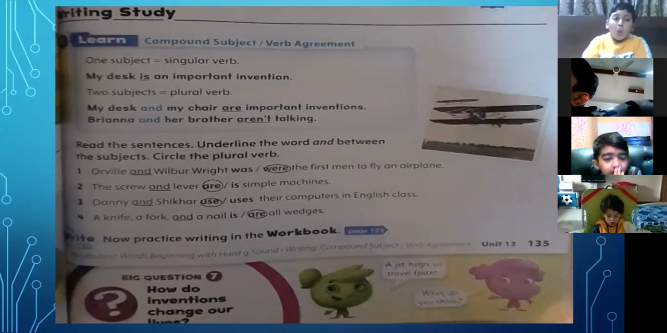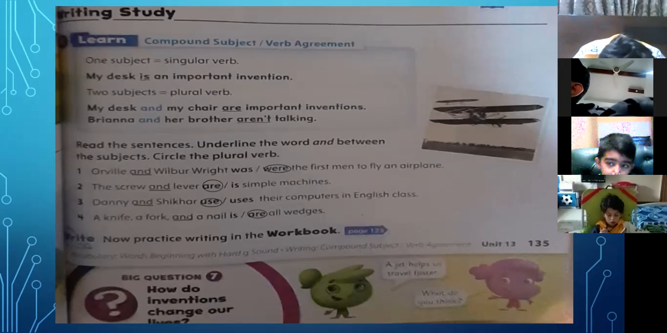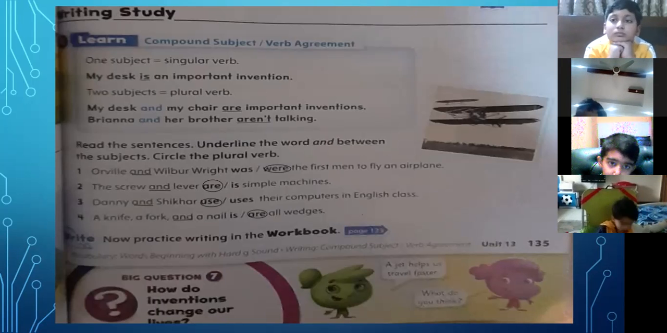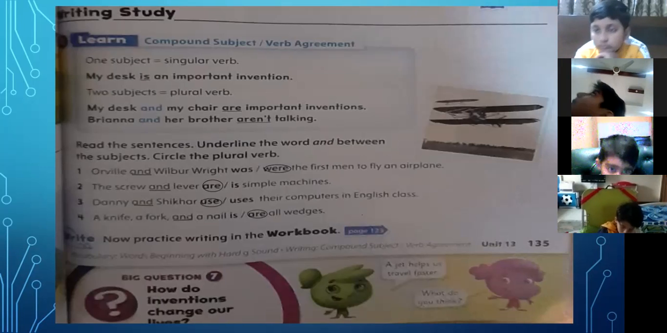So students, when the subject is singular, only one, then you will be using the singular verb. When the subject is plural, more than one subject in the sentence, then your verb will be plural as well. So you just need to keep in mind this thing, okay? So let's move on to the next slide.